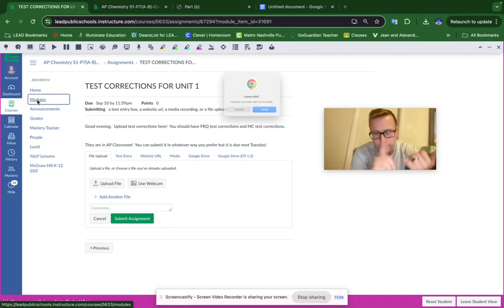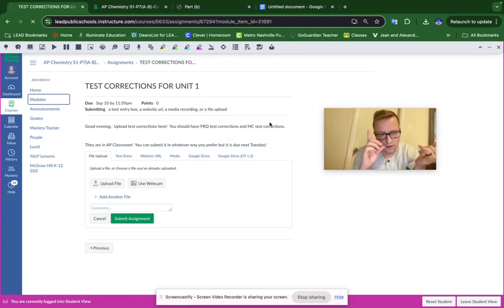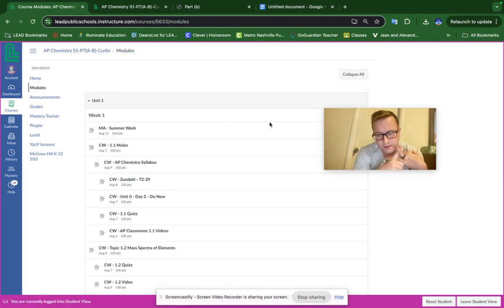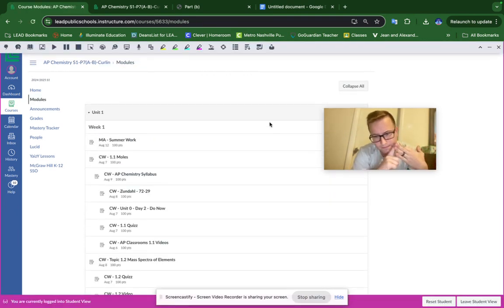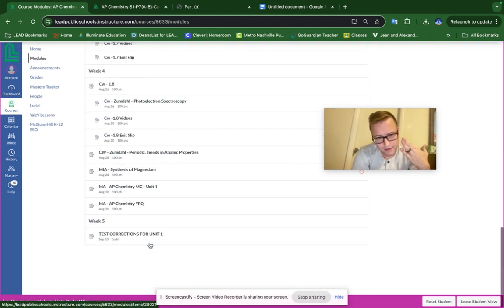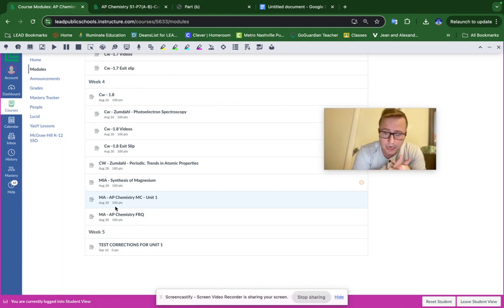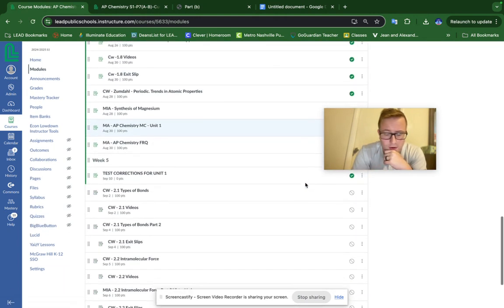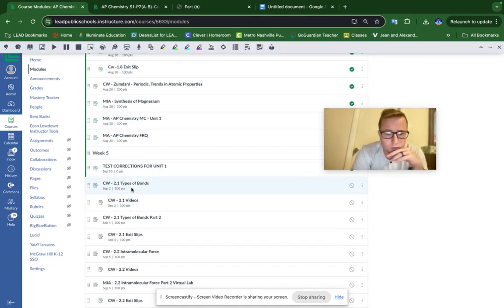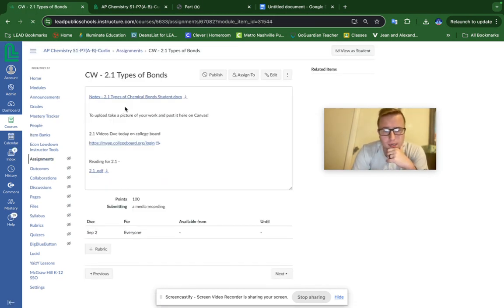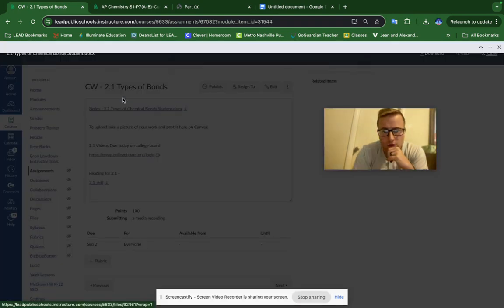Now, okay, so we talked about minor assessments. We have talked about the test corrections. Now we're actually getting to the heart of the matter. We're going to move into our second unit, unit number 2. We're on 2.1, types of bonds. This will be your notes.